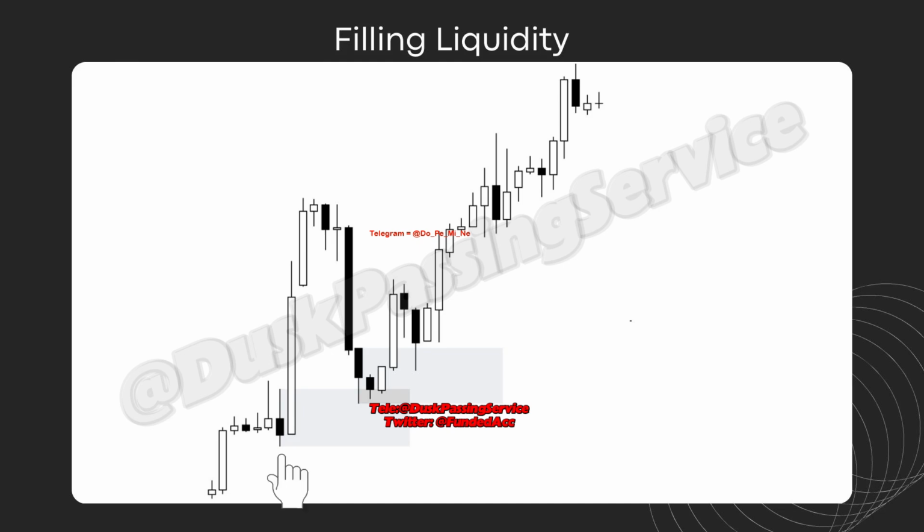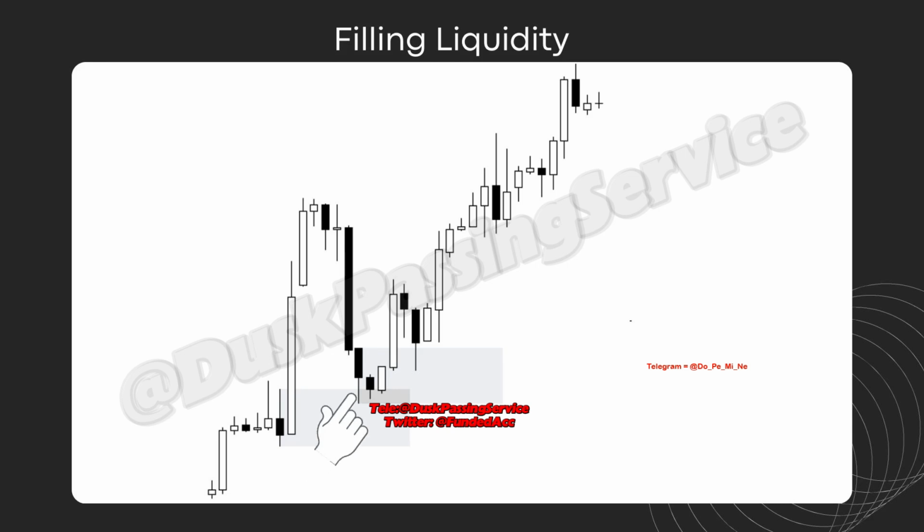Now you can see that with this candle, we did one of the core things that needs to be done by an order block before it's considered valid, and that is that this candle filled liquidity in the form of testing this FVG. Now when price closes above this candle right here, this candle is going to become an order block, and you can see that the price came down and tested this order block and reacted off of it and exploded higher.